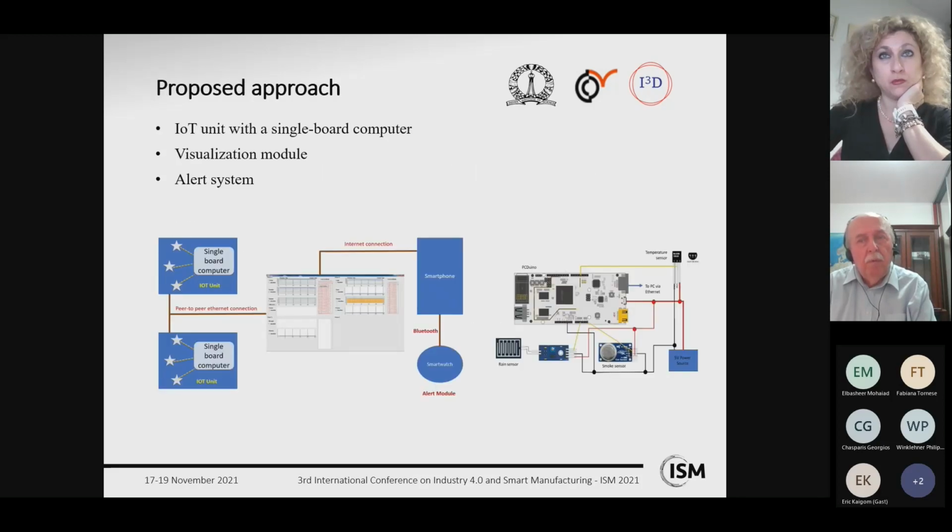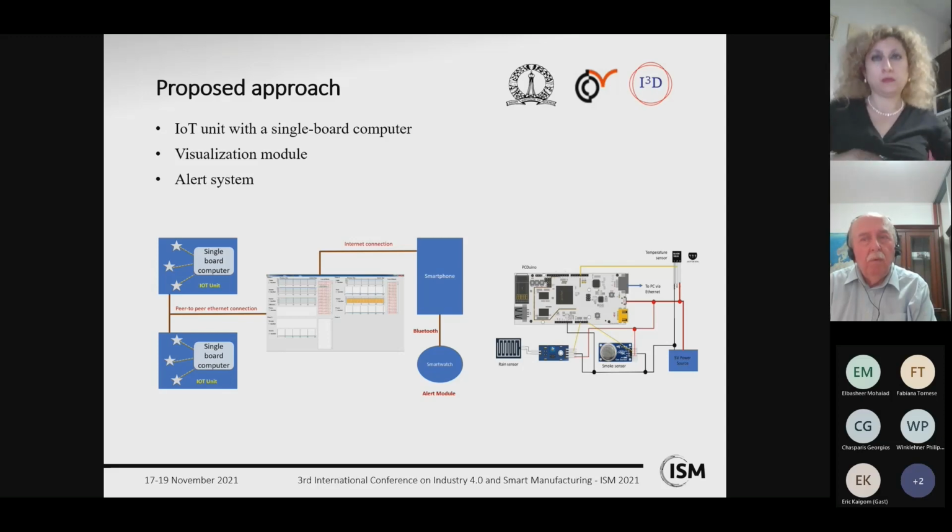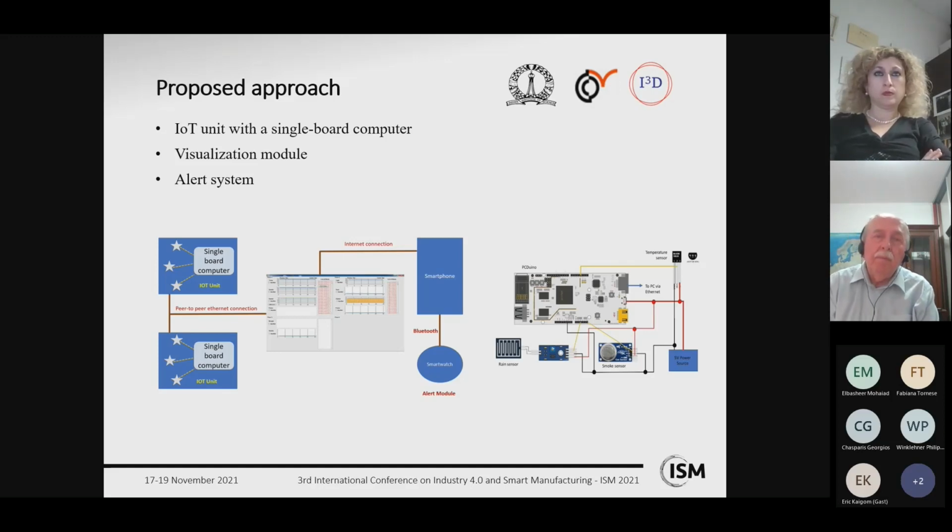So the first part has the IoT unit with a single board computer. And the second part has an interactive visualization module. And the third sends early alerts to some device such as an Android system, smartwatch, or smartphone.